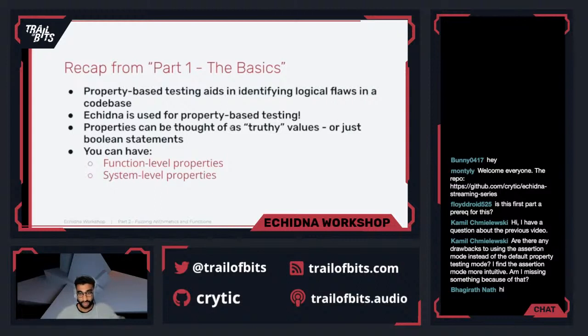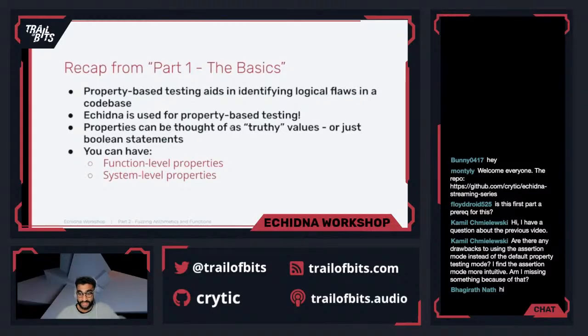And so the goal really for this workshop and the rest of them is to figure out how do we define expected behavior for any system, a small one or a big one, and then how do we write those out in Solidity, and how do we test them with Echidna. At the end of last week, we talked about function level properties and system level properties. So we broke down this idea of properties into two categories.